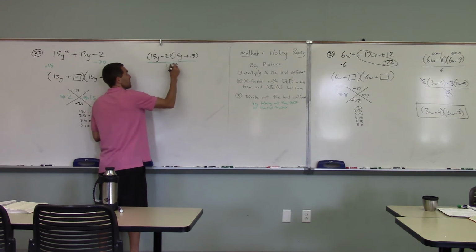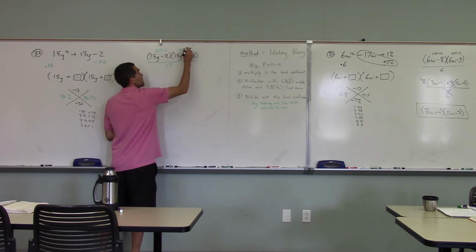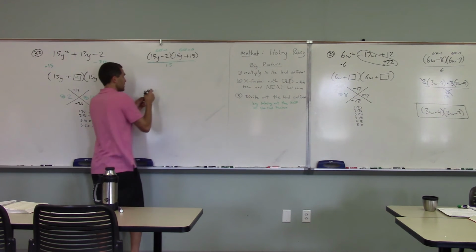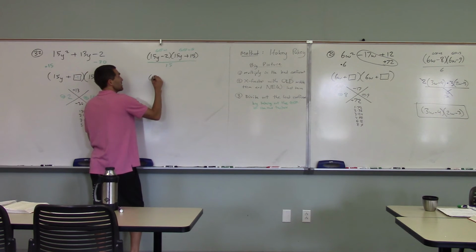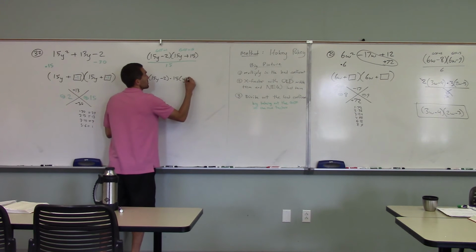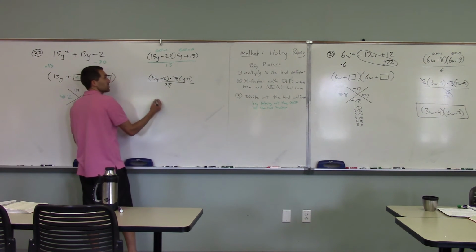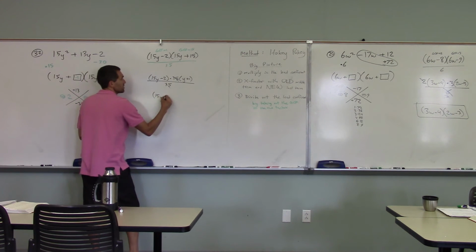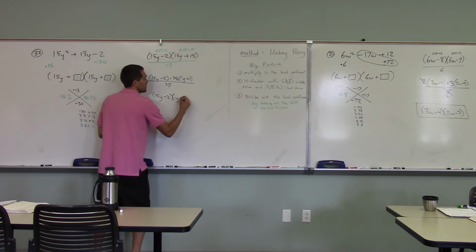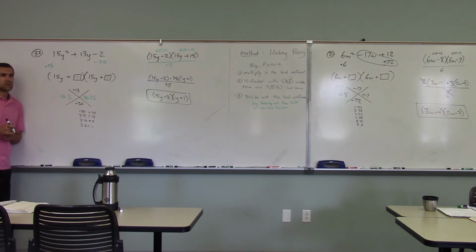GCF. Yeah, divide by 15 by taking the GCF of each. And so rewriting it, this is 15y minus 2 times 15 times y plus 1, all over 15, and look, the 15 cancels out, and you get 15y minus 2 times y plus 1. And again, so much shorter and more elegant than guess and check, okay?